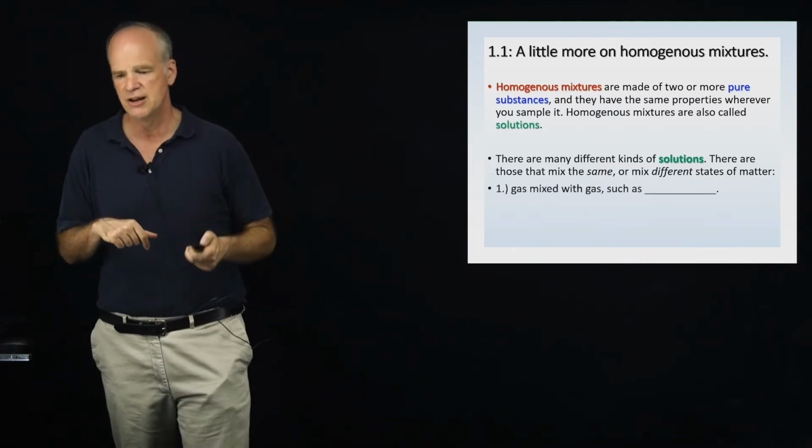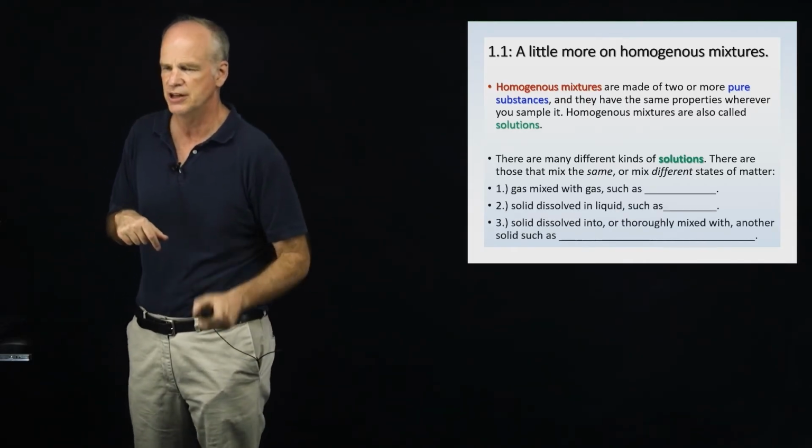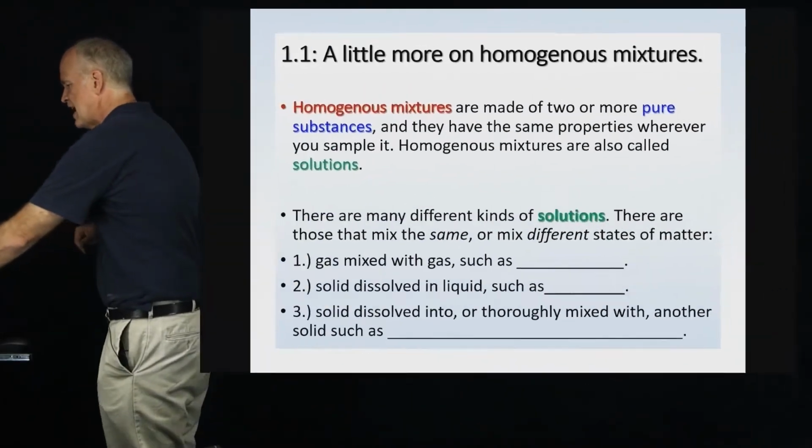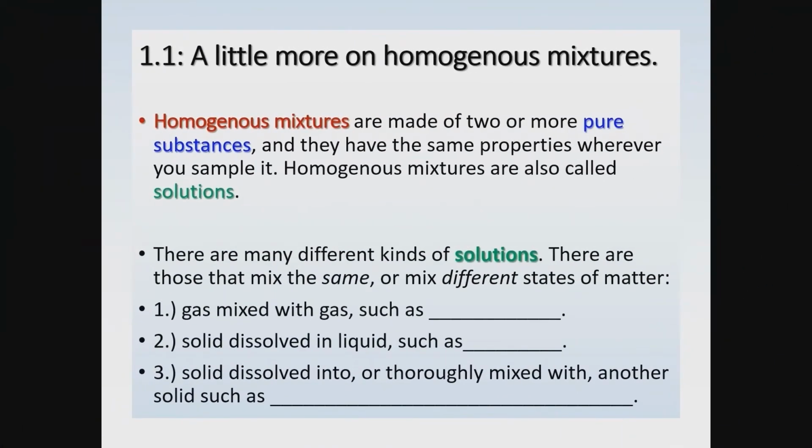Let me mention some examples of this really quick. If you have a gas mixed with a gas, can you think of a simple example of that? A simple example would be air. There you have nitrogen gas mixed with oxygen gas with a little bit of argon and other gases mixed in. So that would be a solution. And so air, because it is a solution, is also a homogeneous mixture.